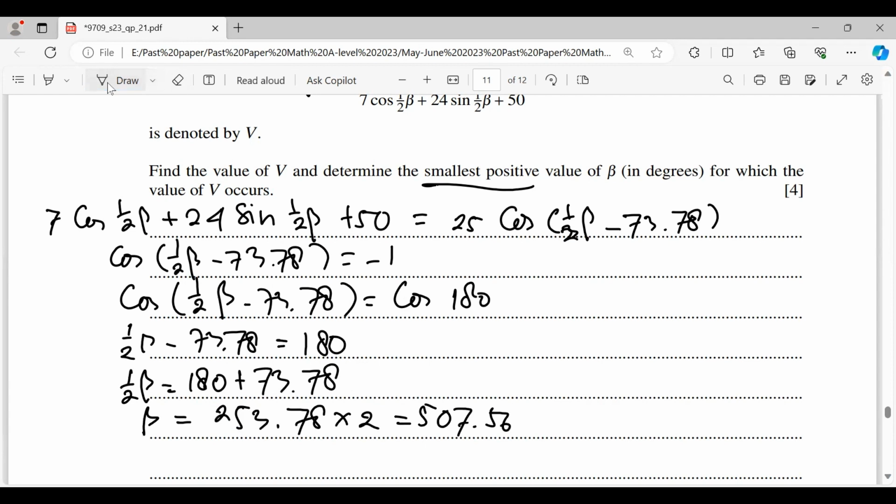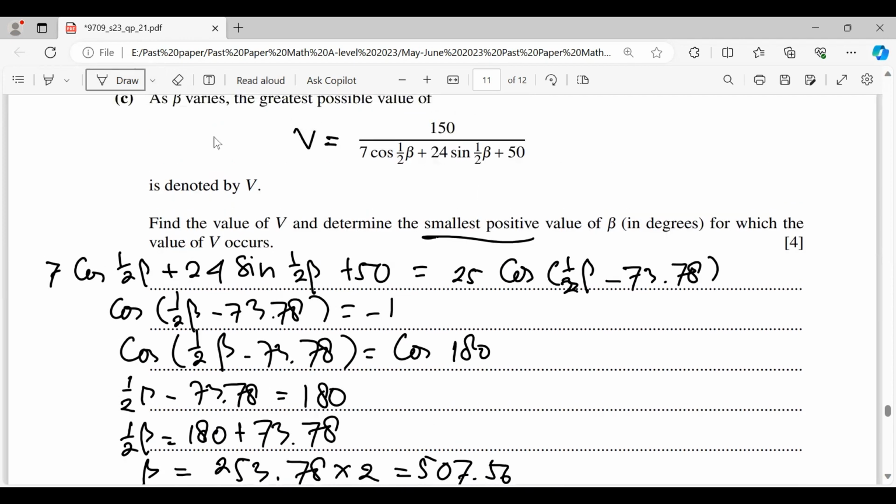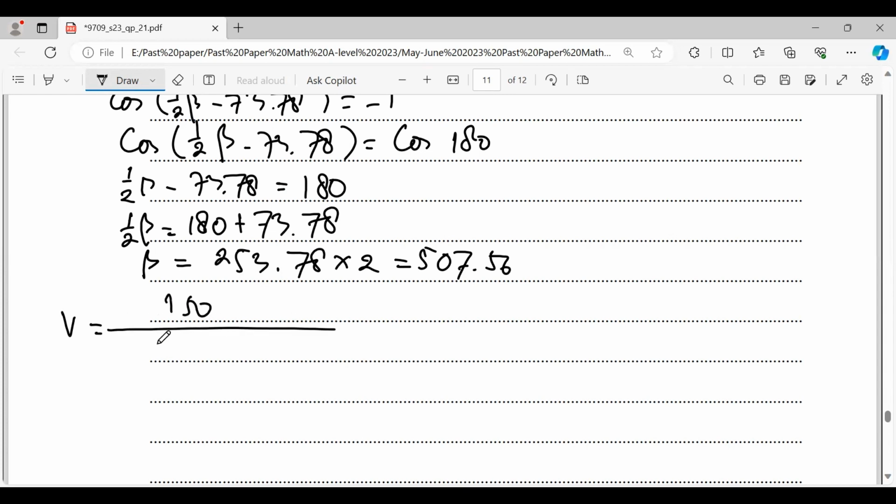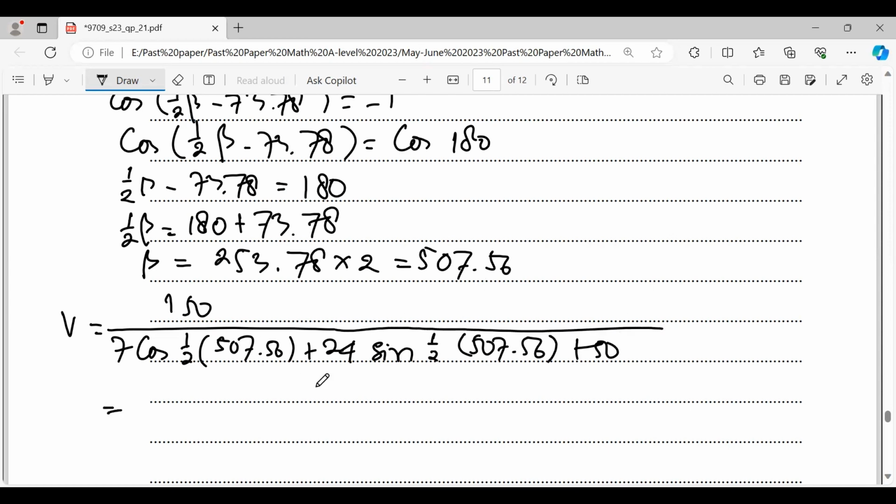Now we're going to find phi. Substitute this beta into this expression. So it means phi. Phi equals 150 over 7 cosine half times this number plus 24 sine 1 over 2 times this number as well plus 50.